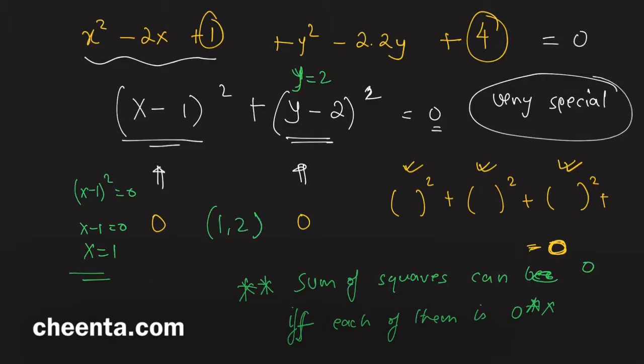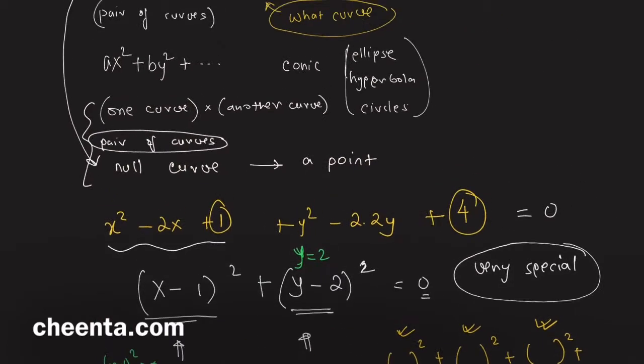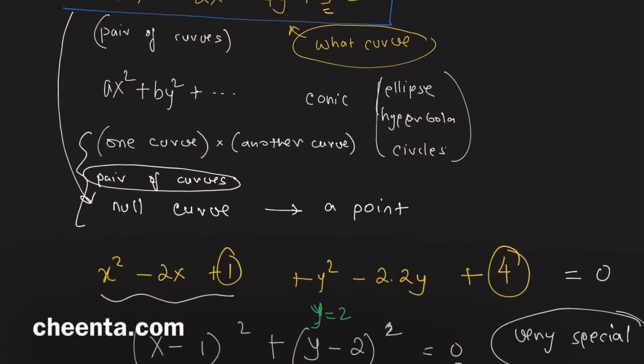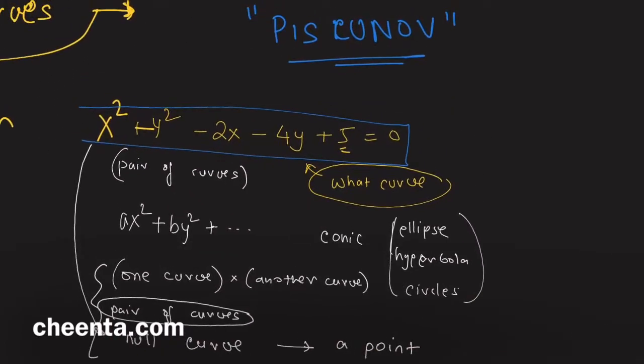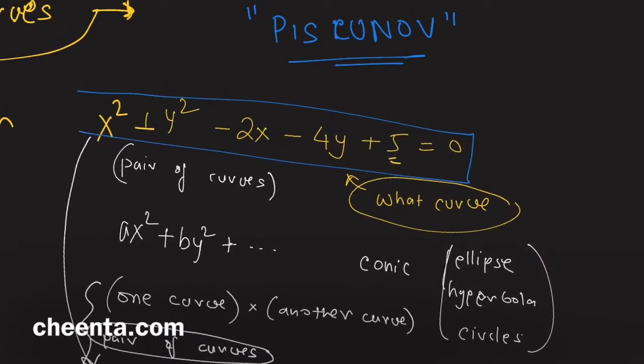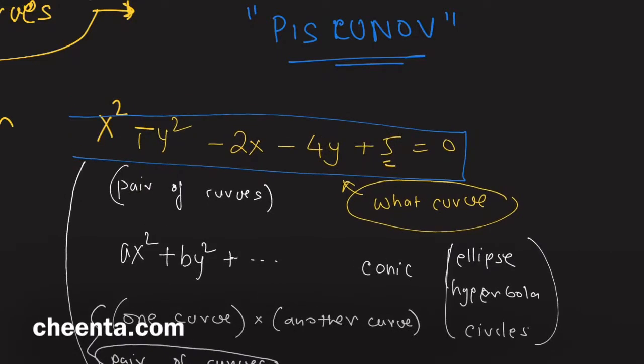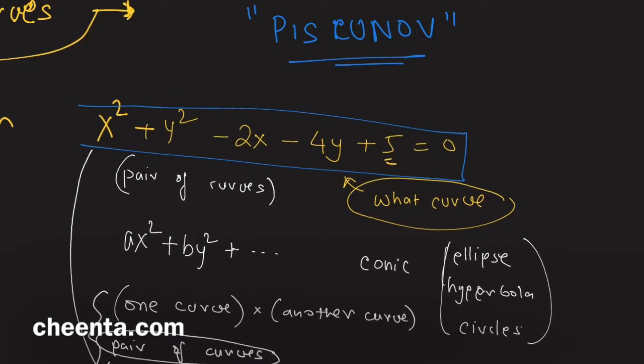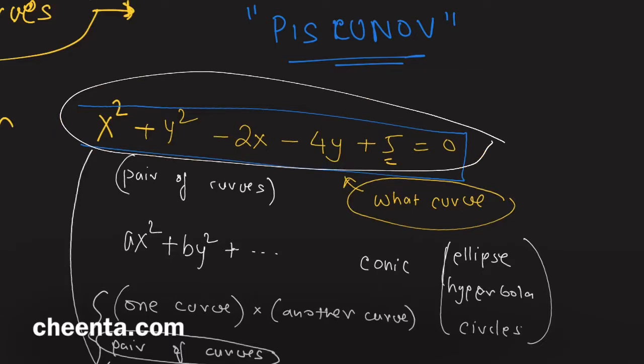So this equation down here, this particular equation that we have here, x square plus y square minus 2x minus 4y plus 5 equal to 0, has only one solution that represents just a point.